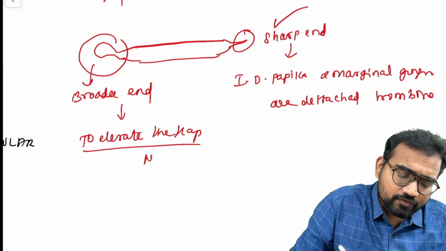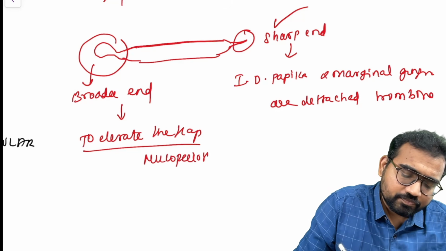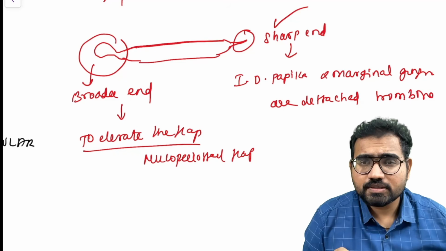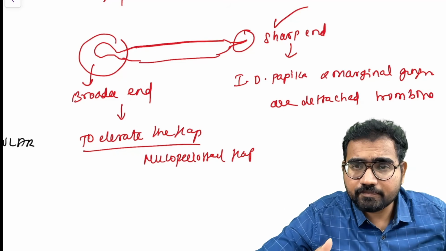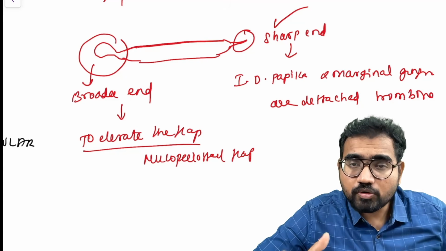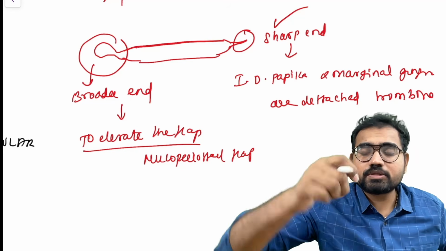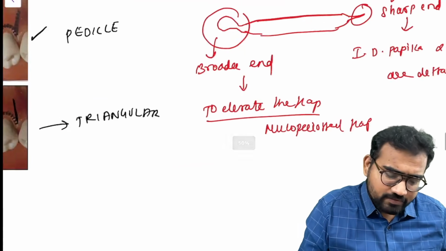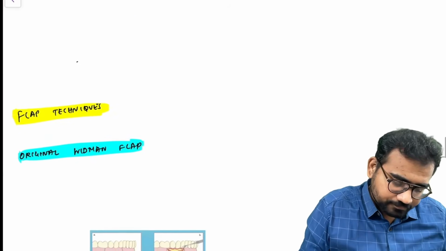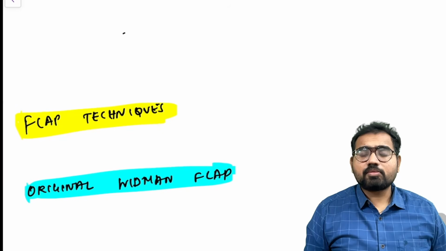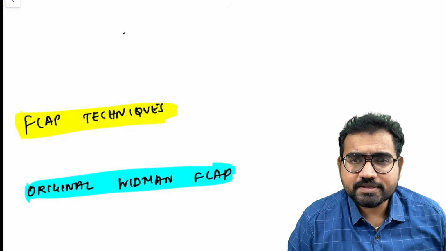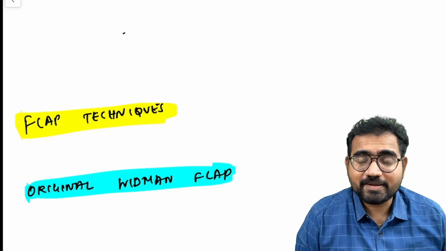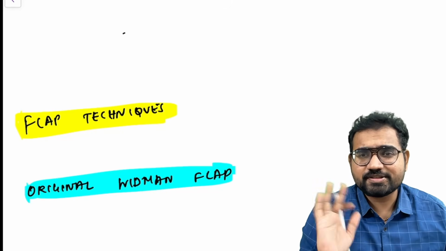For example, a full thickness mucoperiosteal flap. Once I give the incision, I'll use the sharp small end to reflect the marginal gingiva and interdental papilla from the bone. Once I reflect it, I'm going to elevate it with the broader end. So this is what flap reflection and elevation is about. Fine, clear, very good. Now I'm going to talk about a few flap techniques, or some procedures which you are not using currently. It will be very simple, very easy, just listen carefully.